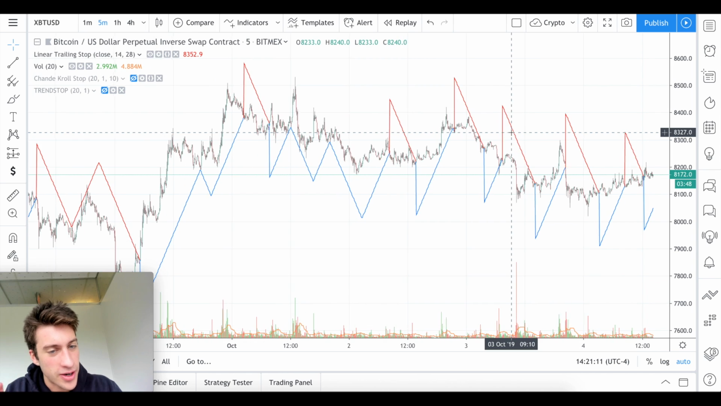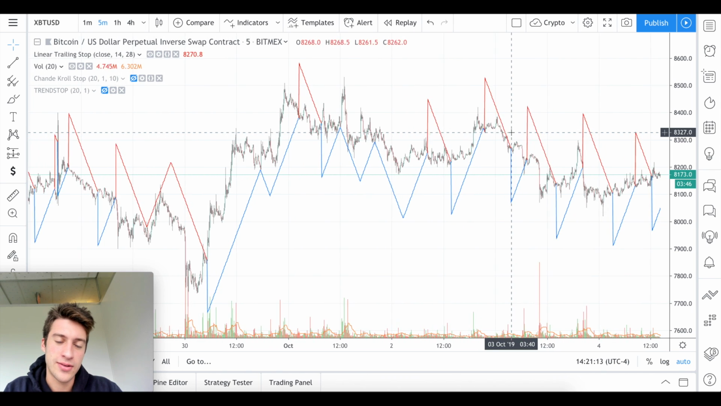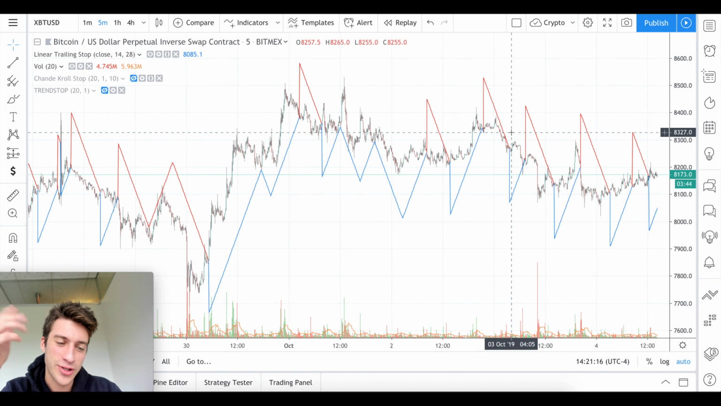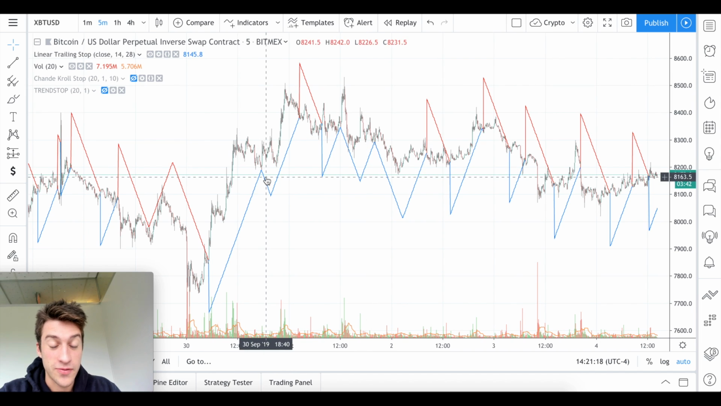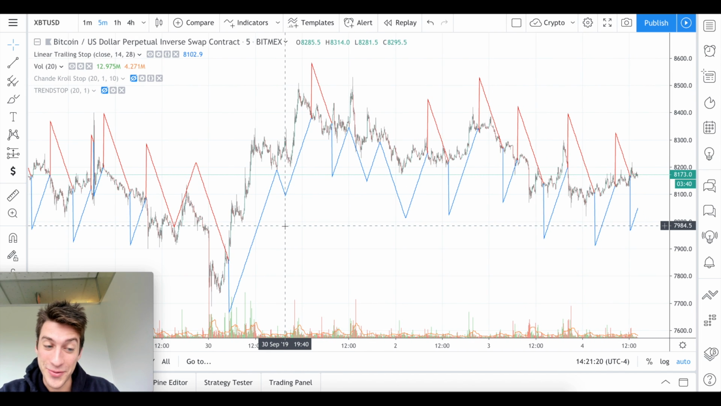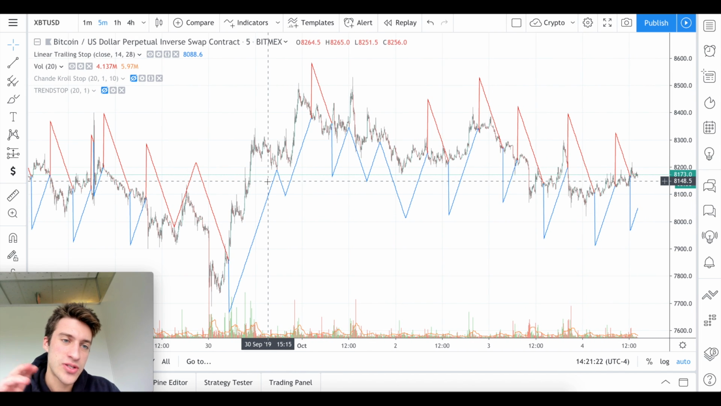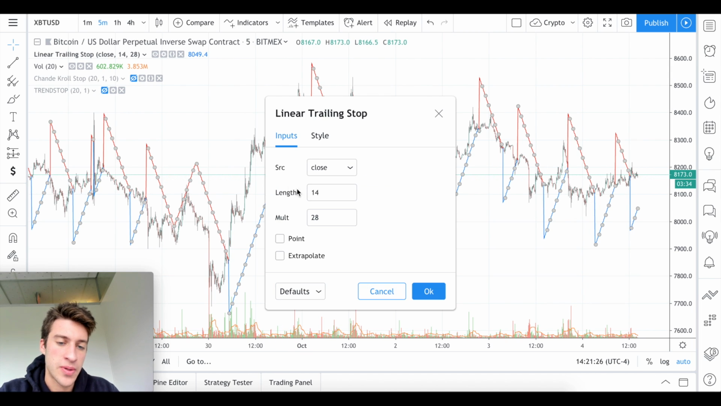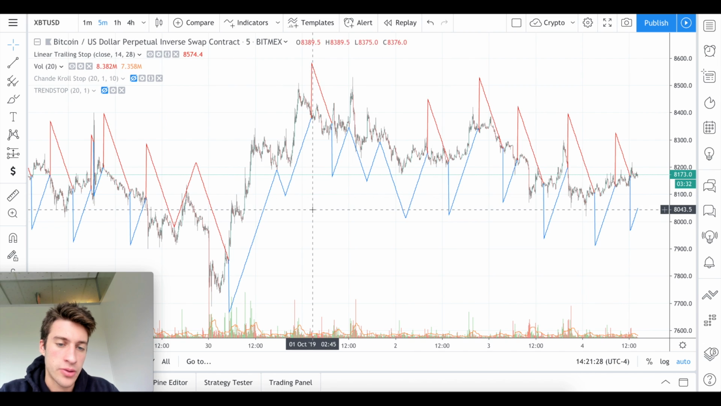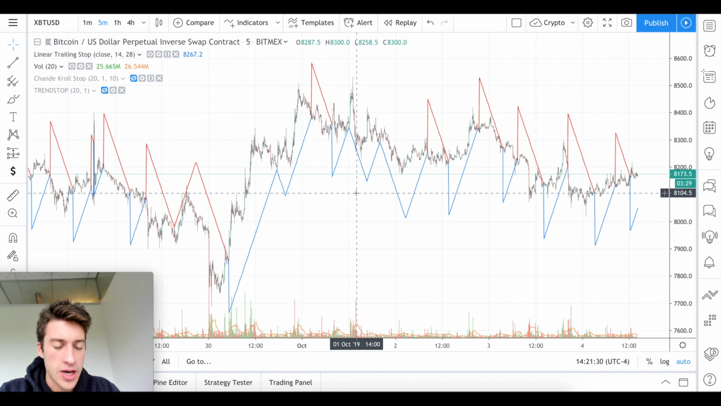Again, none of this is financial advice, especially because we're talking about stop losses, the placement of which very much has to do with financial advice, but this is just an indicator that you can use to help you. And do not be afraid to change around the settings by double-clicking and then changing those settings here, as you can see. All right, this has been a short video.